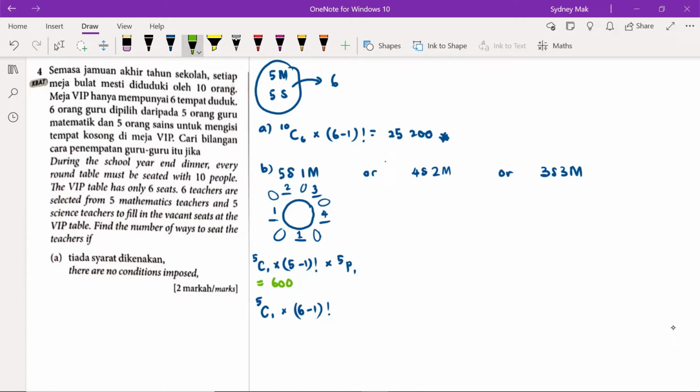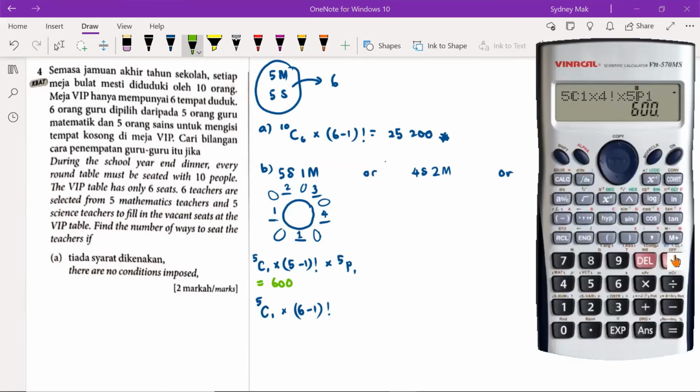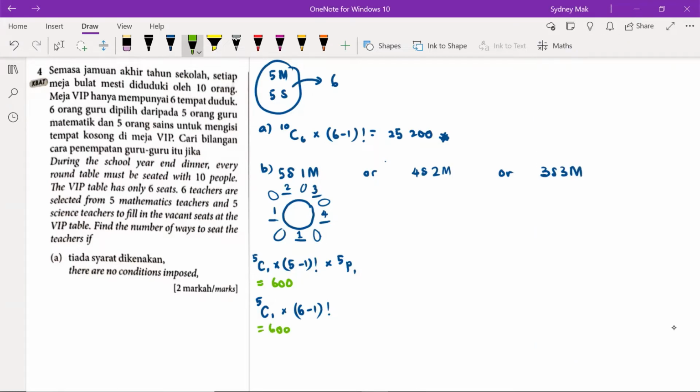Alternatively, let's check if I use the second method, 5C1, and then we put the maths teacher and the science teacher together. That will be 6 minus 1 factorial, which means 5 factorial. Let's see if we get the same answer. Yes, we get the same answer, 600. So choose either one. "Or" means we plus.